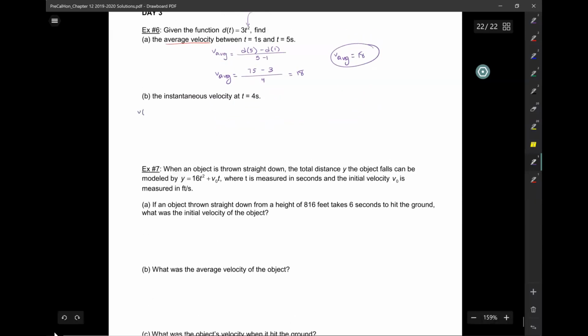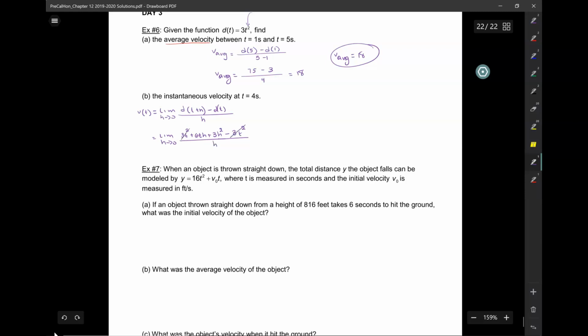Well, okay, so v of t is equal to the limit as h approaches 0 of d of t plus h minus d of t all over h. So this is the limit as h approaches 0. What's d of t plus h? It's 3t squared plus 6th plus 3h squared, minus d of t, which is 3t squared, over h.